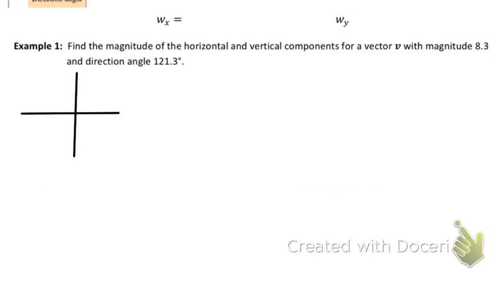So they're saying this angle happens at 121.3 degrees, which might be about here. And then the vector itself would come out right at the edge of that. And that length is 8.3. So now they're just asking for what is this distance and what is this distance.